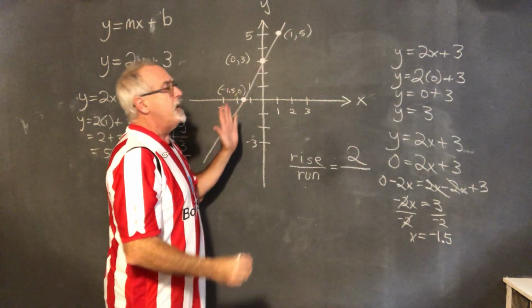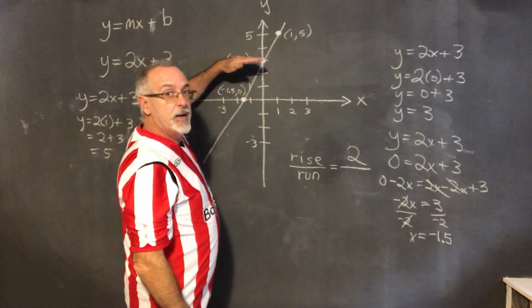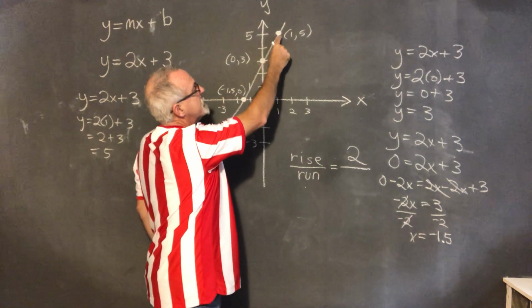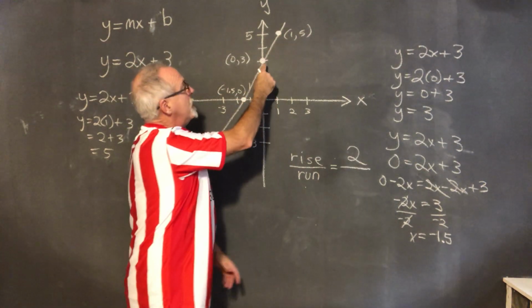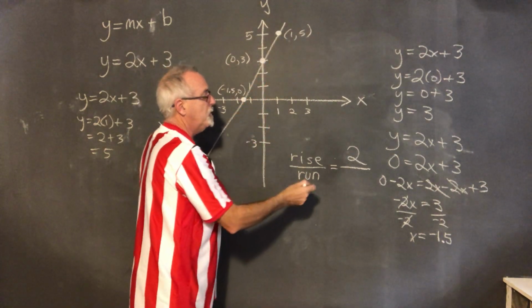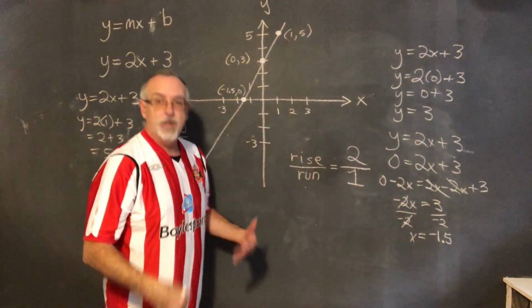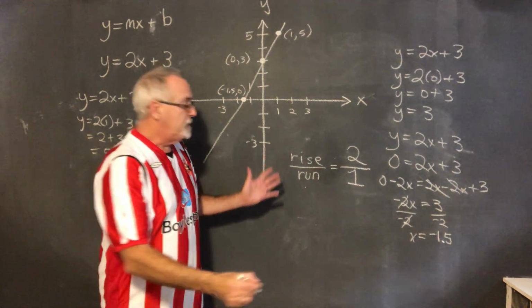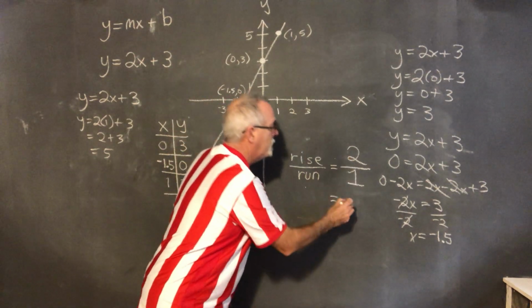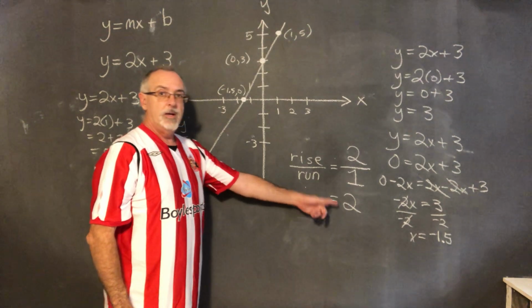And then the run is the same idea, but it's from left-right direction, and we will tend to always do that to the right. So from this point to get to that point, how far to the right did I go? I went 1 unit to the right. I went from where x is equal to 0 to where x is equal to 1. So my run is 1. The rise over run, which is the slope, is equal to 2 over 1. But of course, we all know that 2 over 1 simplifies to 2. So therefore, the slope in this case is 2.